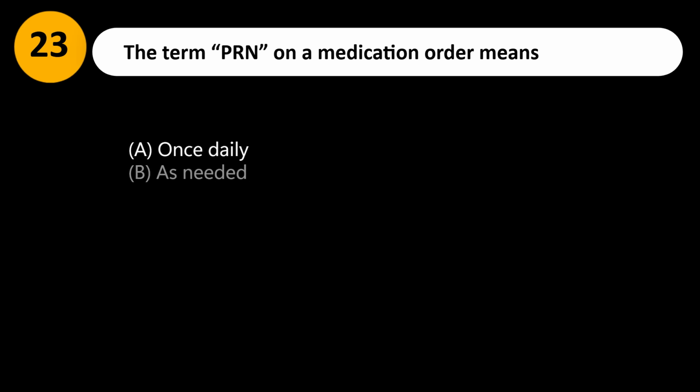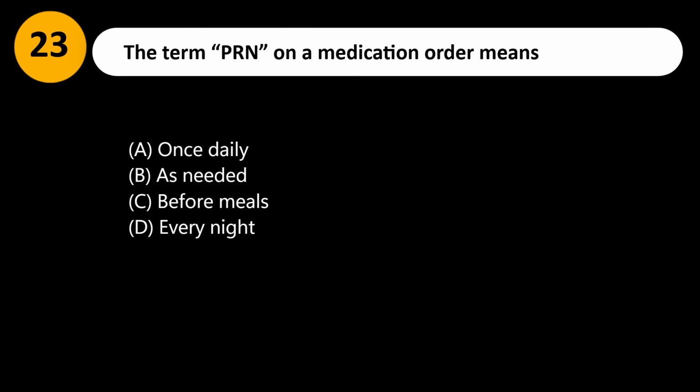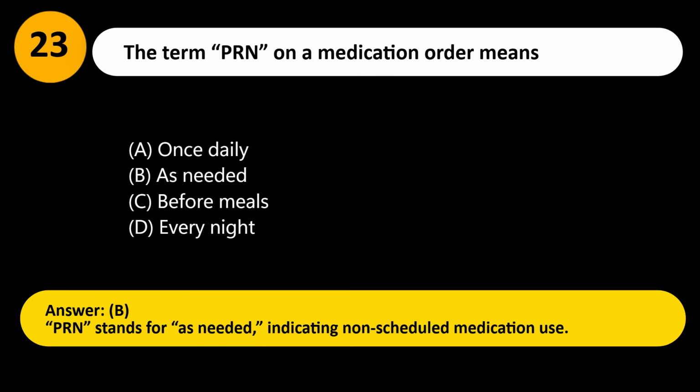The term PRN on a medication order means: A. Once daily. B. As needed. C. Before meals. D. Every night. Answer, B. PRN stands for as needed, indicating non-scheduled medication use.